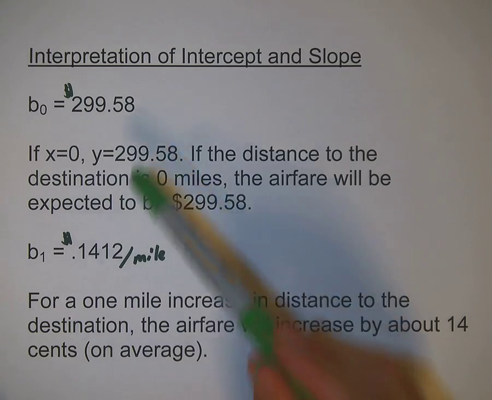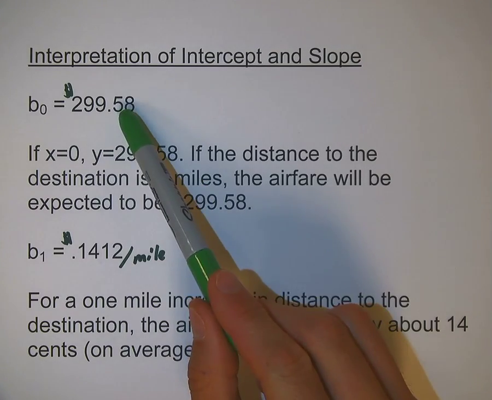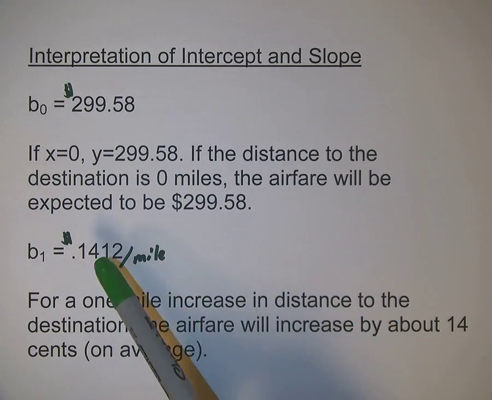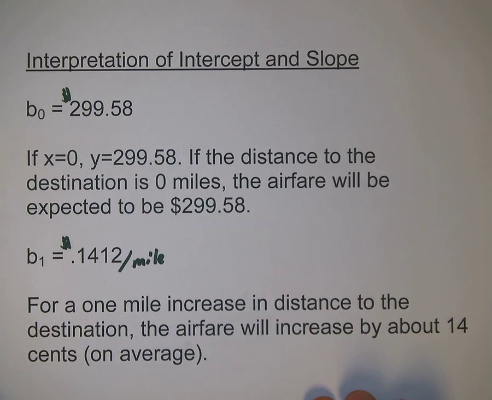So this is an interpretation of your y-intercept. This is an interpretation of your slope. It's important to be able to do both of those in context.